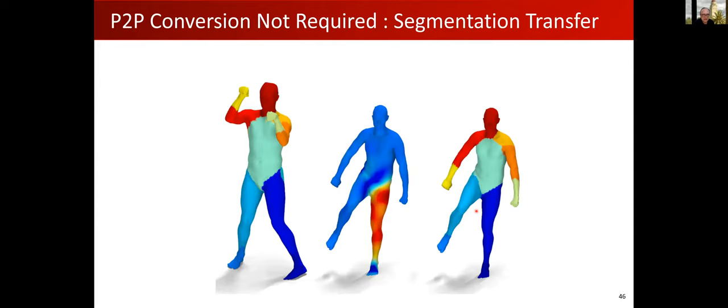And I just want to mention also that they can be used without conversion to point-to-point form in many applications. For example, if I want to transfer a segmentation from this human to this human, I can take a 0-1 function on the segments of this human and transport them to the other form by a functional map. Of course, they will not be quite sharp because of the truncated basis. There will be fuzziness around the boundaries. But if I do this for all of them, and then for every point of this human, I pick the segment that gives the highest value, I do get a very good segmentation, which is the transport of the segmentation to this form.